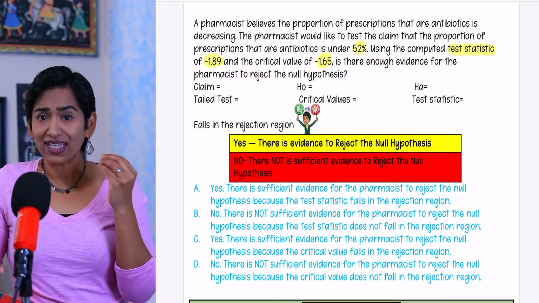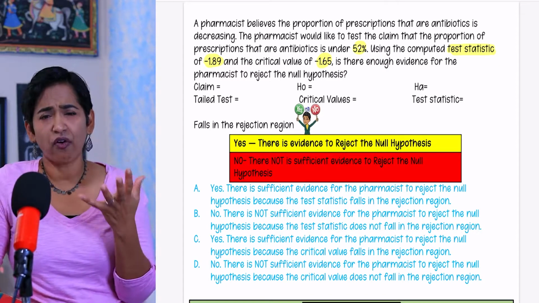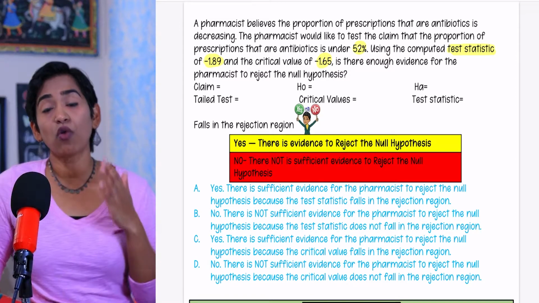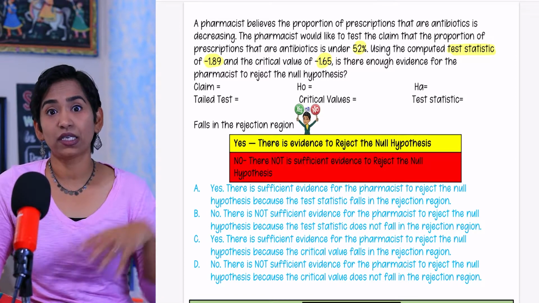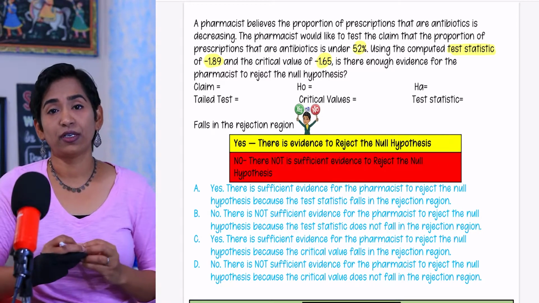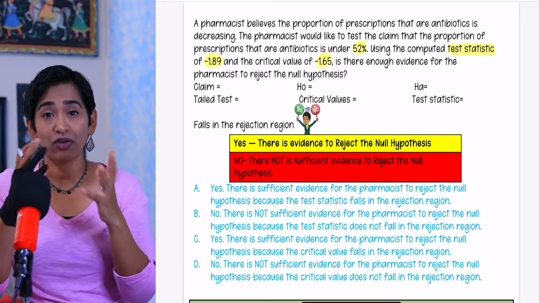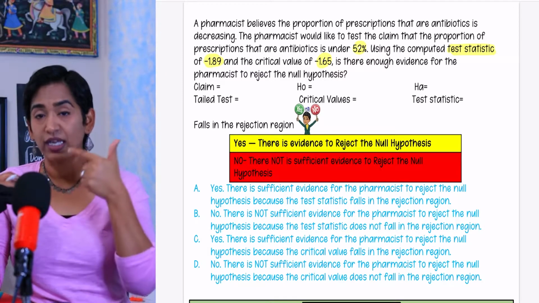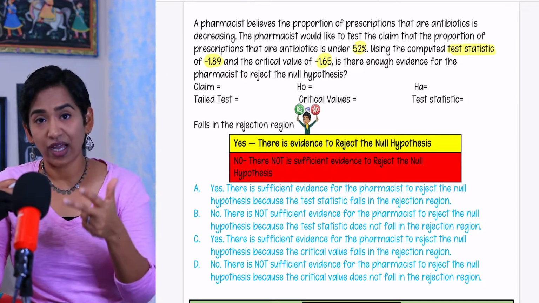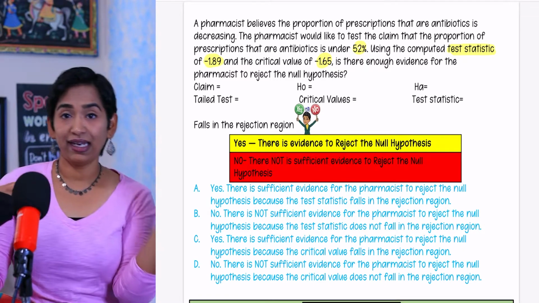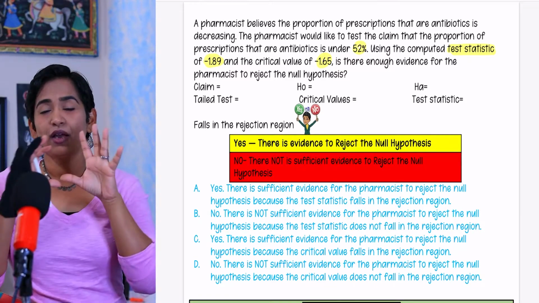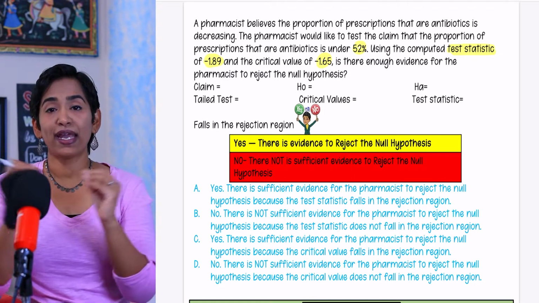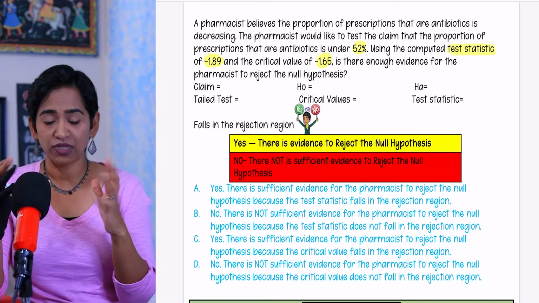They're asking you, is there enough evidence for the pharmacist to reject? Keep in mind, when do I reject? I only reject when the test statistic falls in the rejection region. So let's take a look at whether it falls. But before you do that, write your H naught, HA, critical values, test statistic, and left, right, or two-tailed. Because you have a good idea of what's happening, you simply go ahead and move your sliders.